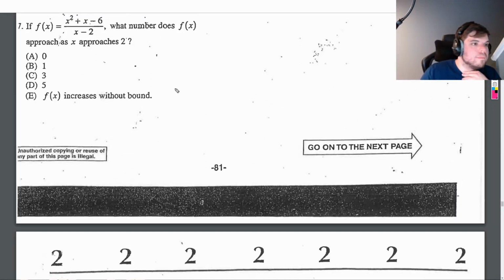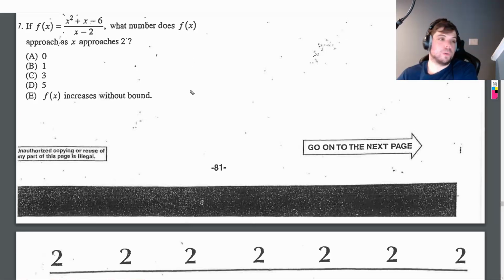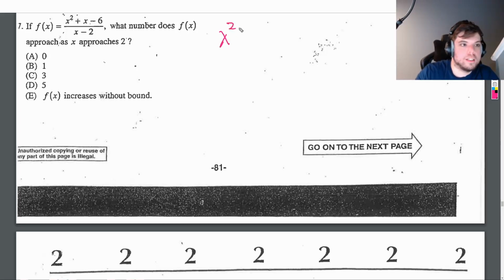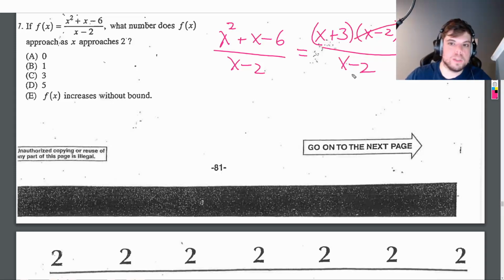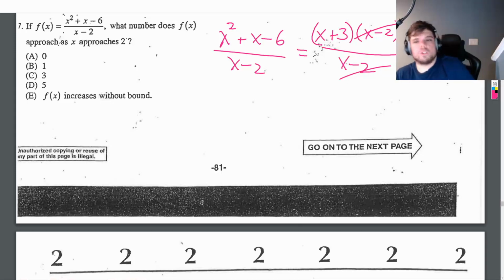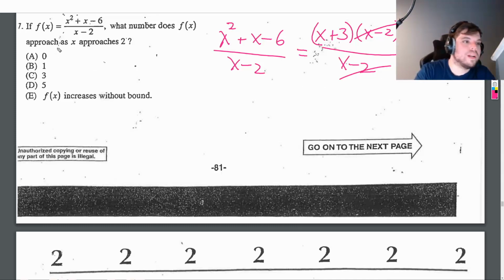37. If f of x is that, what number does f of x approach as x approaches 2? This is a limit problem in disguise. If you haven't seen limits, that's okay. So this x squared plus x minus 6 over x minus 2 is the same as x plus 3 times x minus 2 over x minus 2, which means we can cancel these, assuming x isn't 2. We're asking about when x approaches 2.